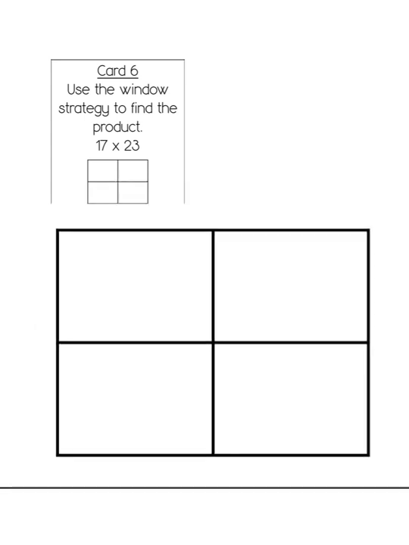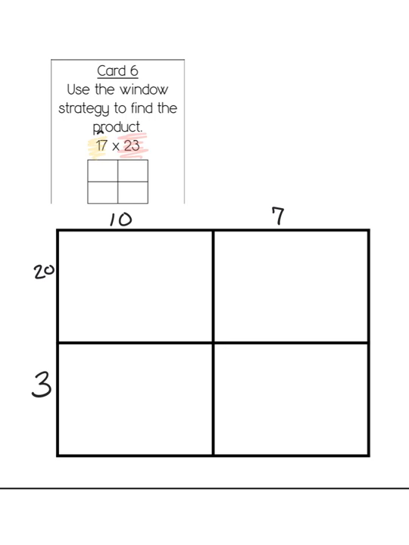Question 6. Use the window strategy to find the product. So I'm going to make this a little bit bigger, and that will allow me to write in it more easily. Now I'm going to think of this as being an array. In this array, I'm taking my 17 first, and I'm going to break it up into a 10 and a 7. Then I'm going to take my 23, and I'm going to break that up into a 20 and a 3.